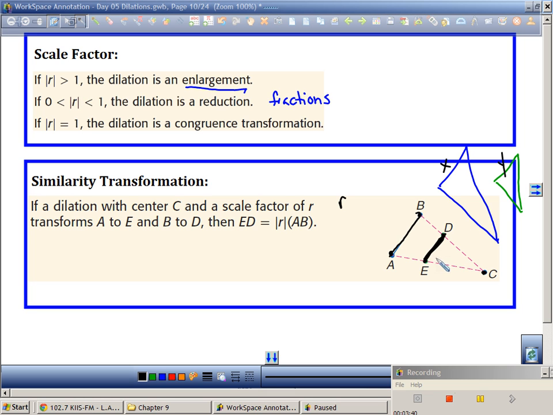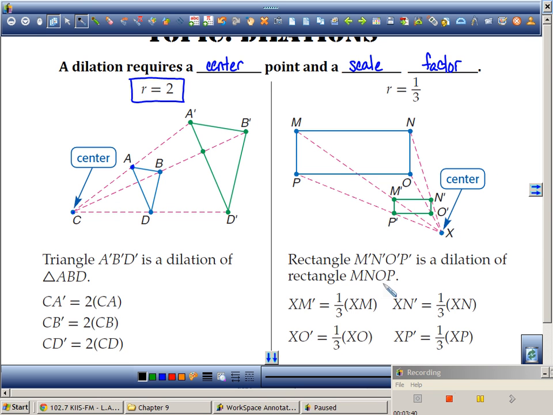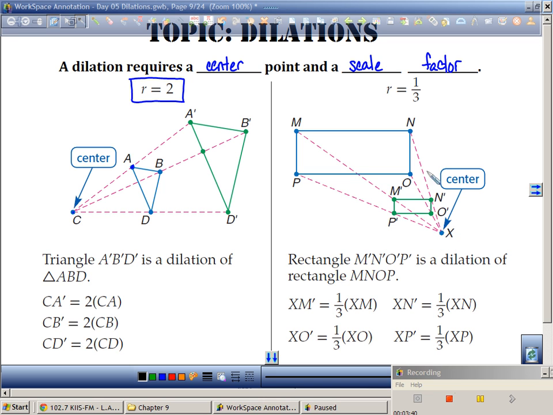Sort of. I know it's pretty abstract. So in other words, we figured out that this distance and this distance, the difference, the scale factor of these distances, if I measured each one of these going from X to N, X to O, X to M, and X to P, they would all have a scale factor of 1/3, correct?